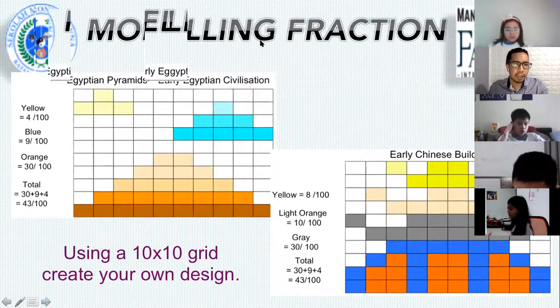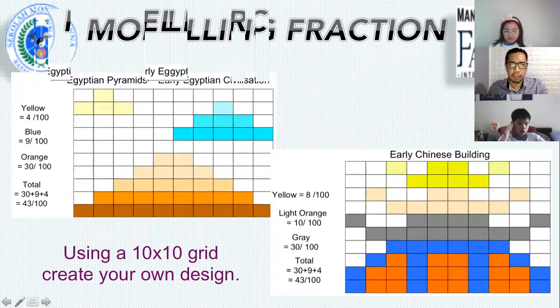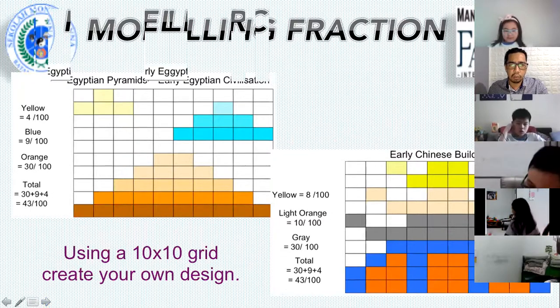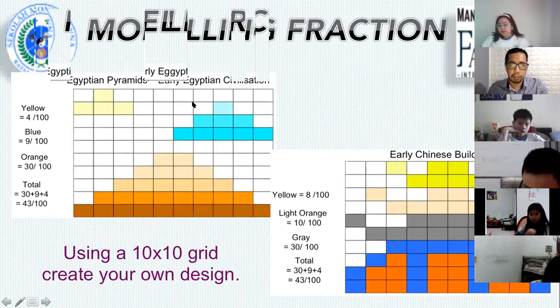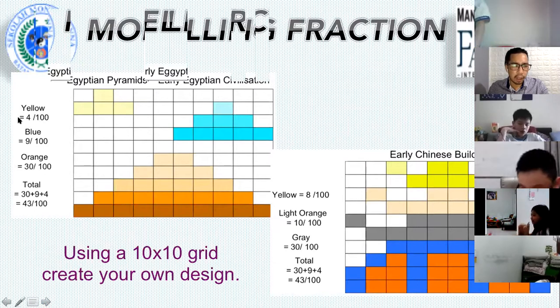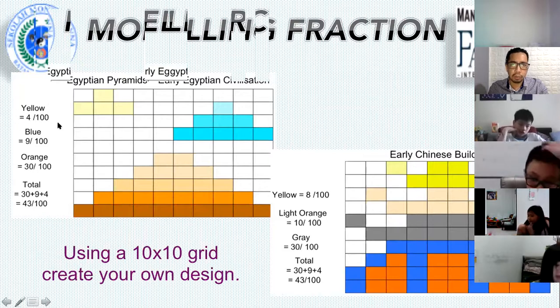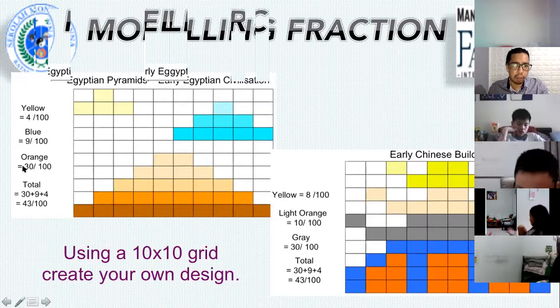Choose any design like this. It can be an early civilization or anything that you want to do. For example, here I have Egyptian pyramids, or it's an early Chinese building. And then you will write, how many yellow blocks did you color? How many are blue? How many are orange? And then you write the total. Okay?